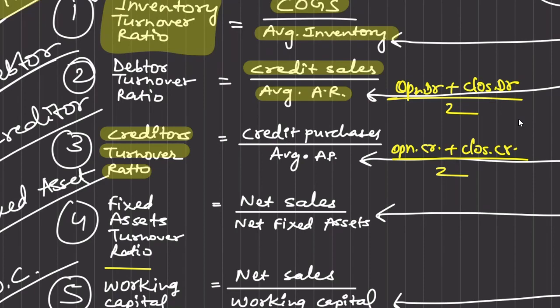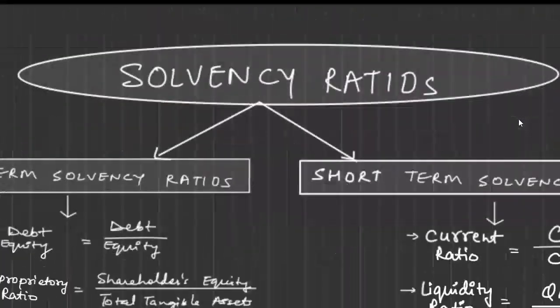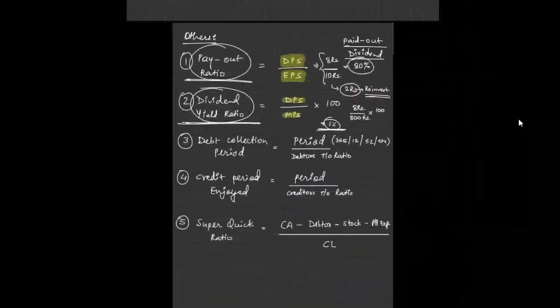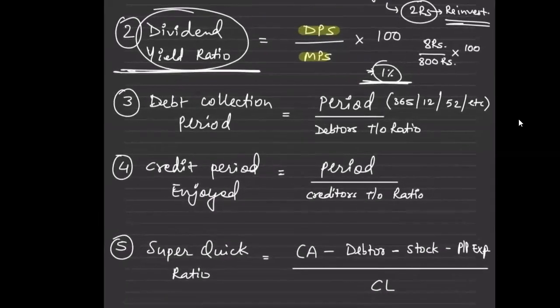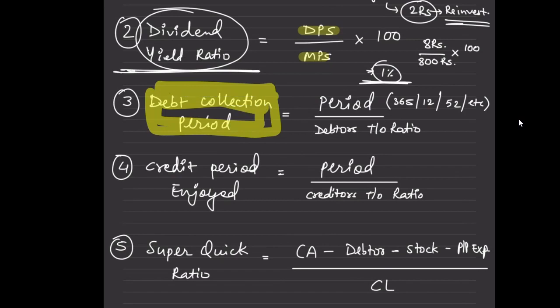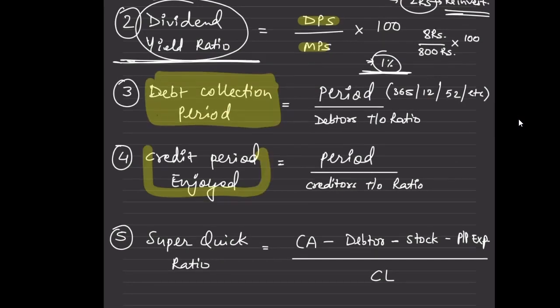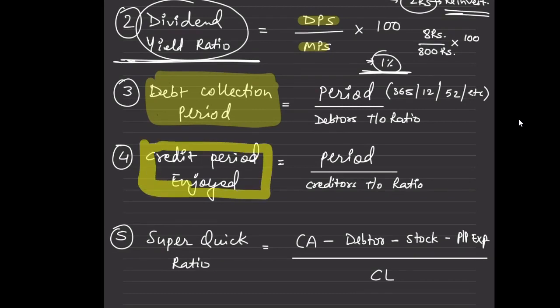Okay, before going to the fixed assets turnover ratio, let us do one question for the debtors turnover ratio, and one example each for your debt collection period as well as your credit period enjoyed. Let us do one example on each of them.